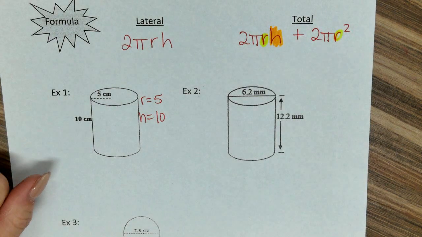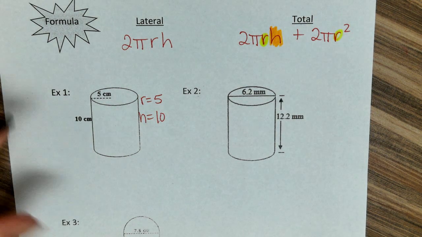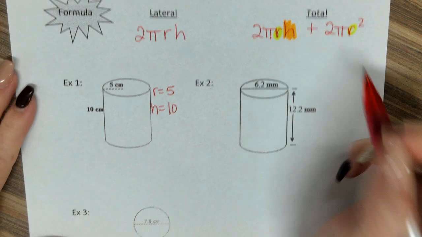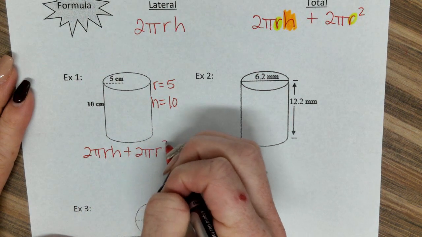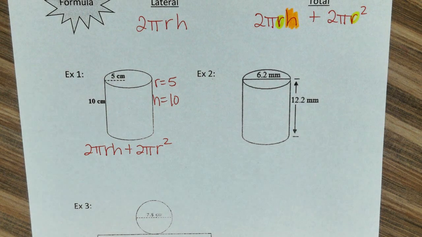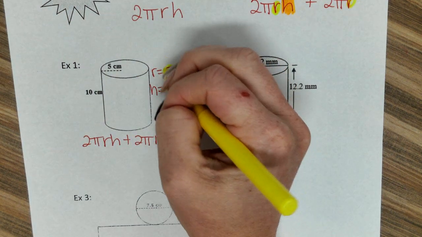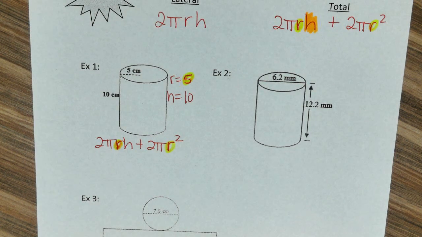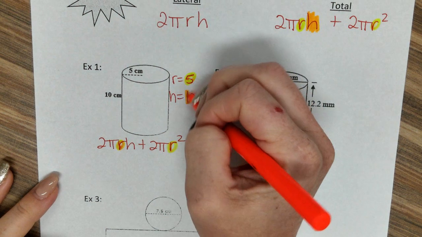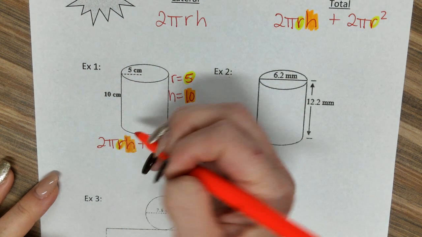I want us to find total surface area. So you're going to write this formula: 2 pi r h plus 2 pi r squared. And I do expect for you to write the formula down. Now you're going to plug in the 5 for every r that you see, and you're going to plug in the 10 for any h that you see.